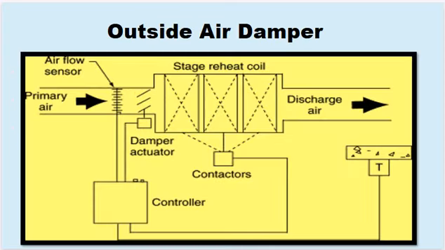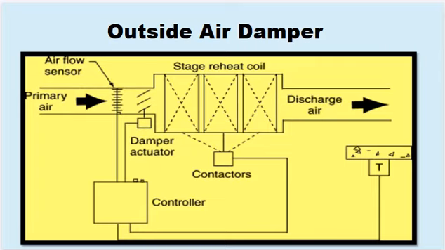Outside air damper. Let's now discuss the outside air damper. This device plays a key role in controlling how much fresh outdoor air enters the HVAC system. Firstly, its job is to regulate the intake of outdoor air depending on the external conditions like temperature and humidity. This ensures that indoor air quality, IAQ, is maintained without excessive energy consumption.